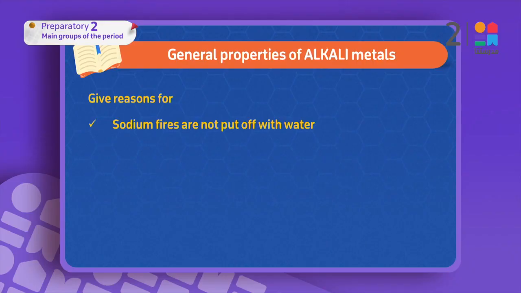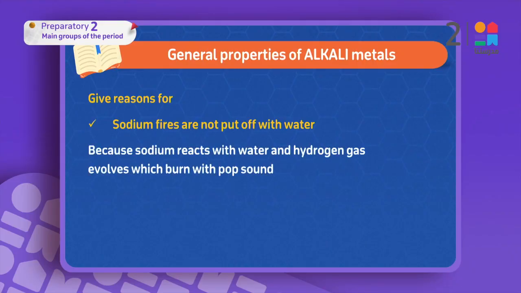Why? Yes, good. Because sodium is very active and it can react instantly with water, and this will cause the fire to increase more and more. It will not be put off. Because sodium reacts with water and hydrogen gas evolves, which burns with a pop sound. And as I said before, you should support your answer all the time. It's better to support your answer by writing the equation.